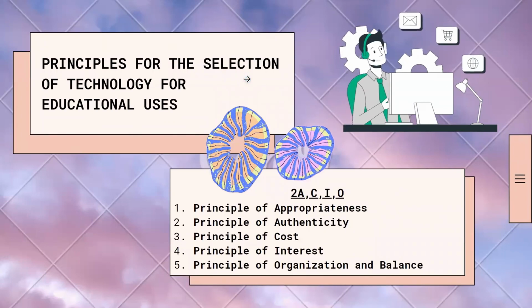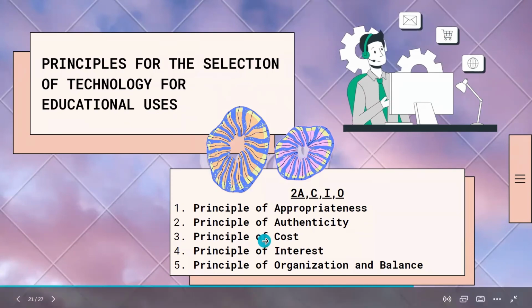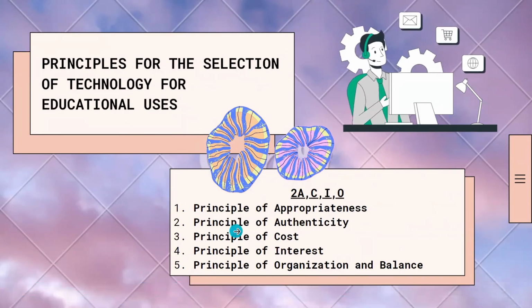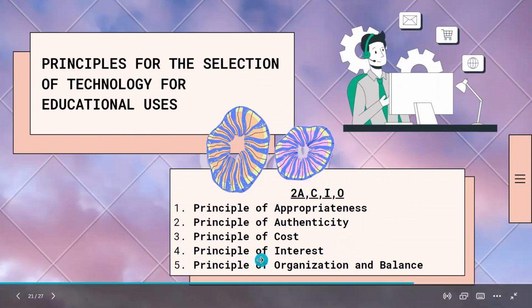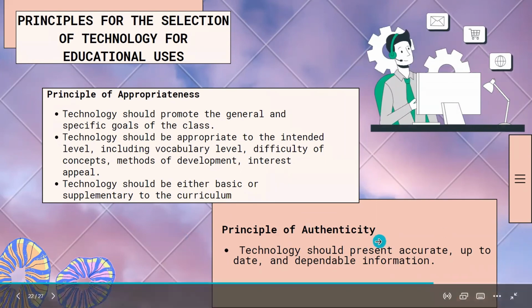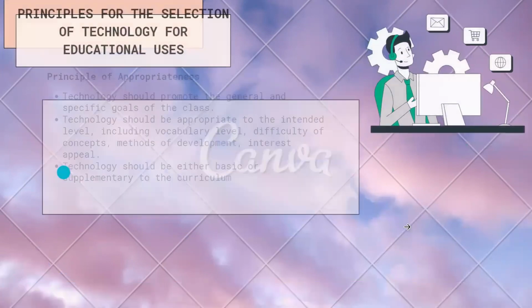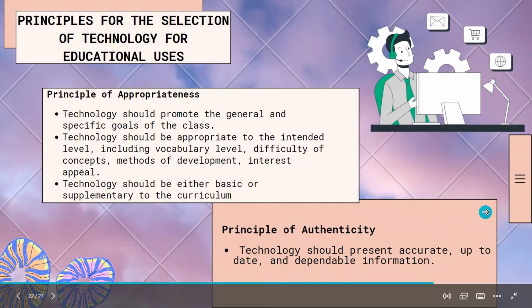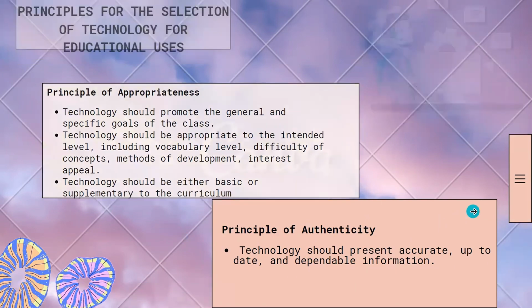So next are the principles for the selection of technology for educational uses. We have five: the principle of appropriateness, the principle of authenticity, the principle of cost, the principle of interest, and lastly, the principle of organization and balance. In the principle of appropriateness, the technology should promote the general and specific goals of the class. The technology should be appropriate to the intended level, including vocabulary level, difficulty of concepts, methods of development, and also interest appeal. The technology also should be either basic or supplementary to the curriculum.